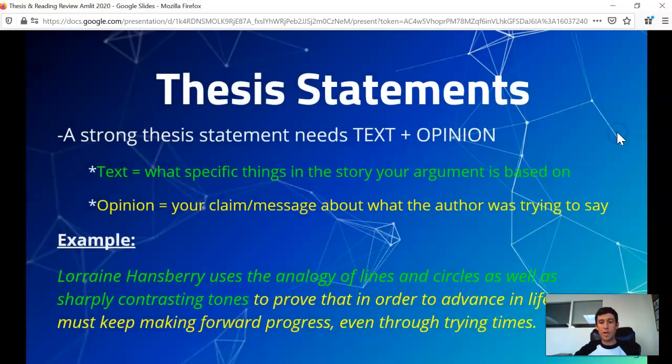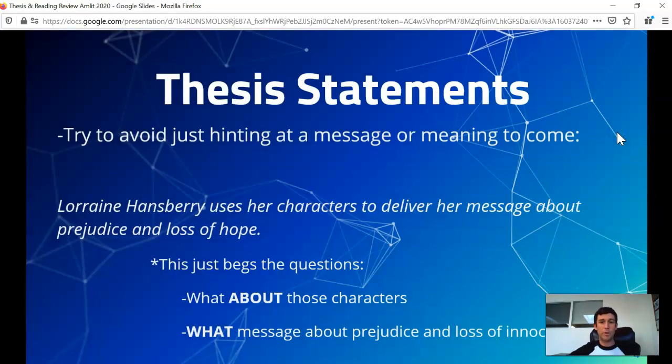And if you want to know what I'm talking about when I mean text plus opinion, I've highlighted the text in green, and that's the part that says what the author uses: the analogy of lines and circles, as well as sharply contrasting tones. And then the opinion is the yellow part, the larger claim that in order to advance in life, one must keep making forward progress even through trying times. That's got both of those elements. It's got close reading, it's planting the seeds for what close reading you're going to do, what literary elements you're going to analyze, and it's got that larger message that you as a human being reading literature can walk away from after reading this play.